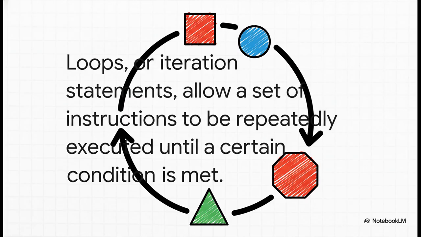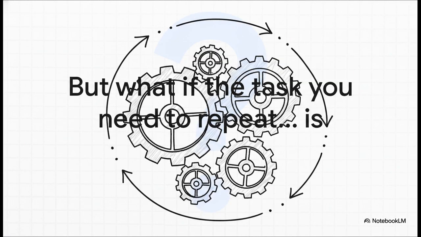Okay, let's start with what we already know. The basic loop, right? It's a fundamental building block in pretty much any language. Its job is simple. Take some instructions and run them over and over again until a condition is met. It's the absolute workhorse of programming. And that brings us to the core question. What happens when just one layer of repetition isn't enough?